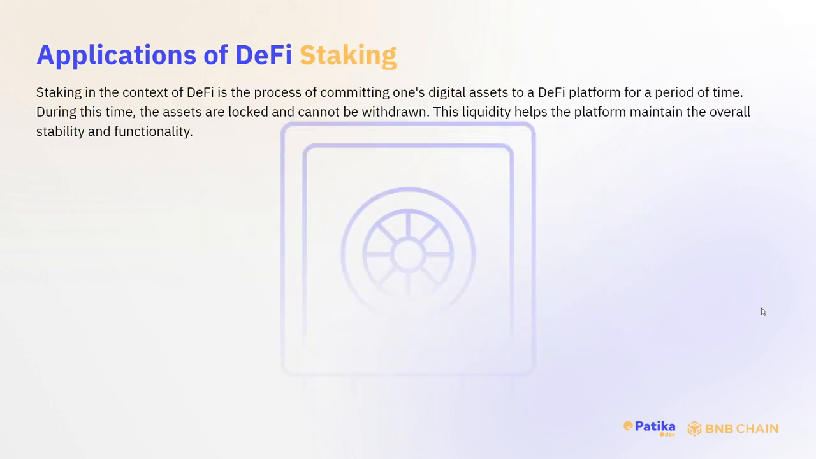Let us see staking. Staking in the context of DeFi is the process of committing one's digital assets to a DeFi platform for a period of time. During this time, the assets are locked and cannot be withdrawn. This liquidity helps the platform maintain the overall stability and functionality. In this regard, let us see the process together.